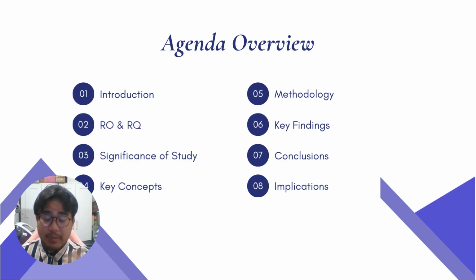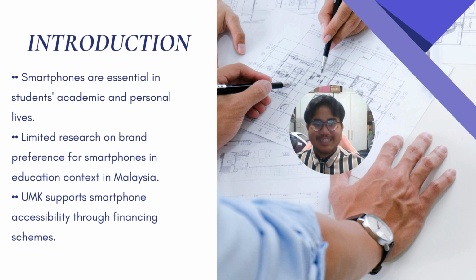So these are some of the things that we will be overviewing: the introduction, the research objective and research question, significance of study, key concepts, methodology, key findings, conclusions, and implications of the study. So first is the introduction.